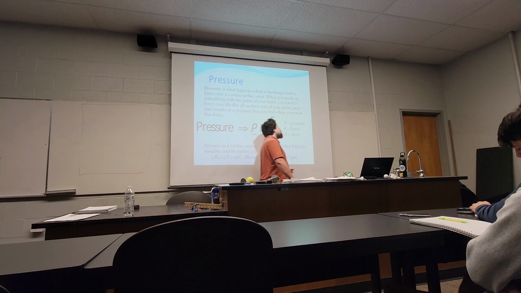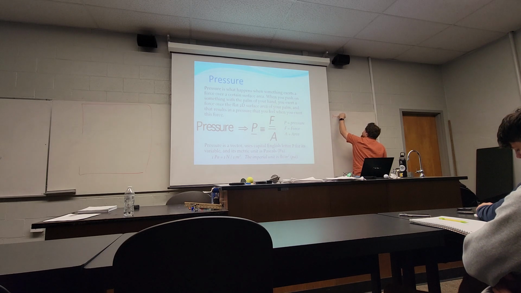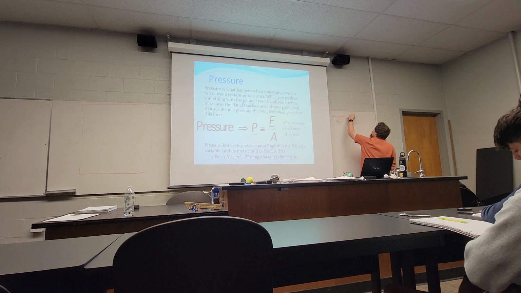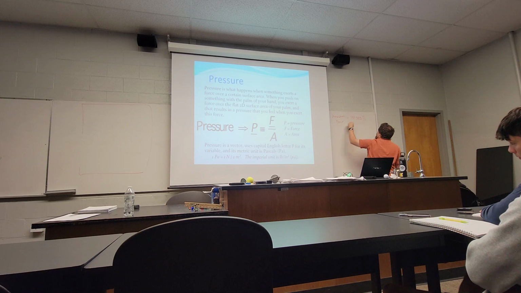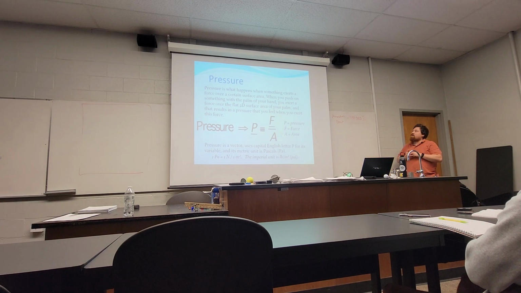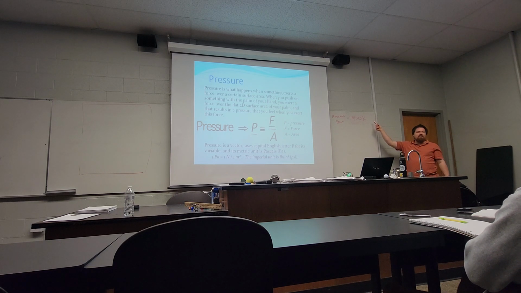For context, atmospheric pressure on this planet. I mentioned that 1 Pascal is teeny tiny. Air pressure on this planet right now is 101,325 pascals. That's the air pressure you are currently under. 1 Pascal is not a whole lot. So again, just scale building.